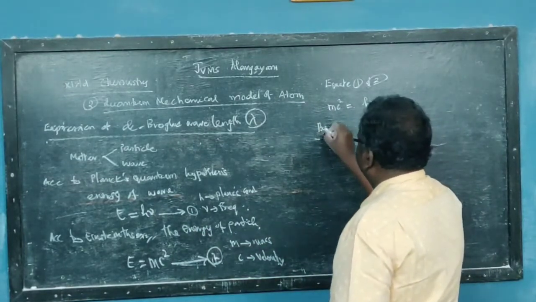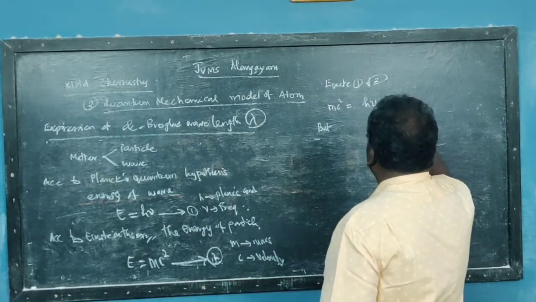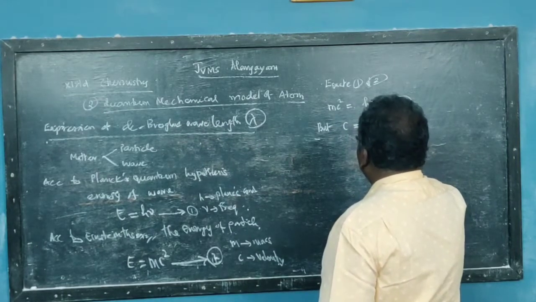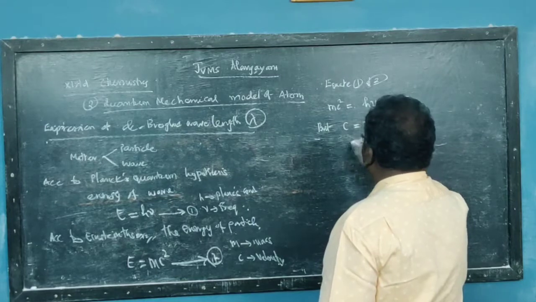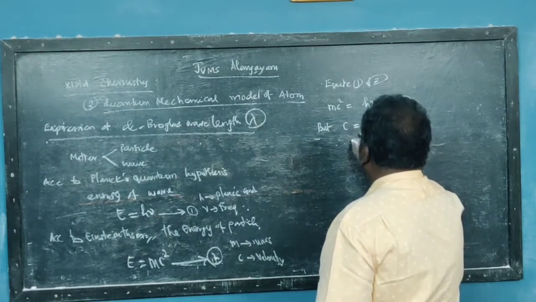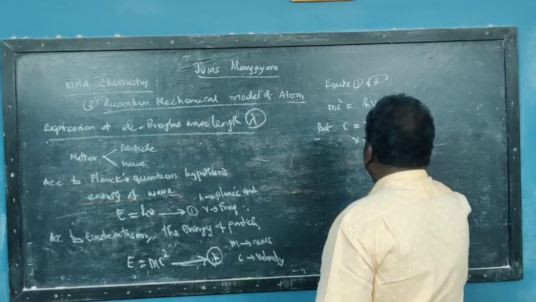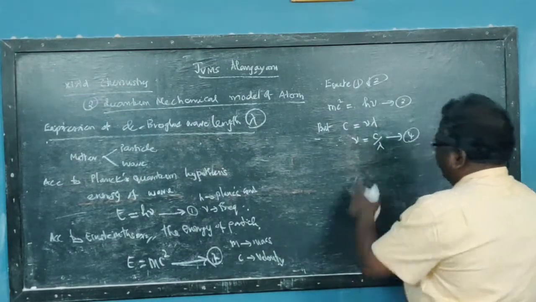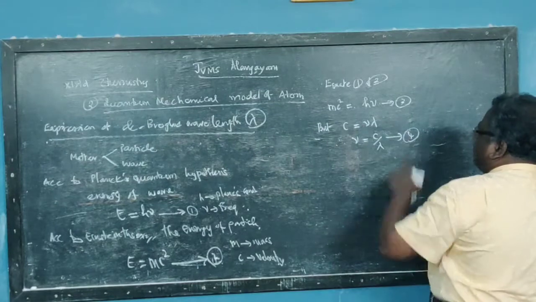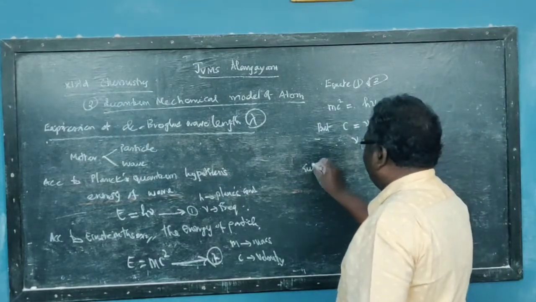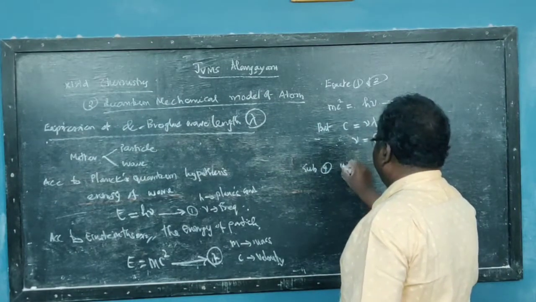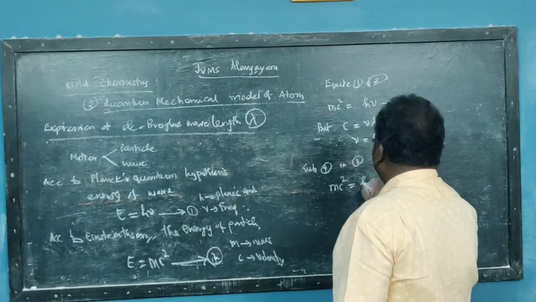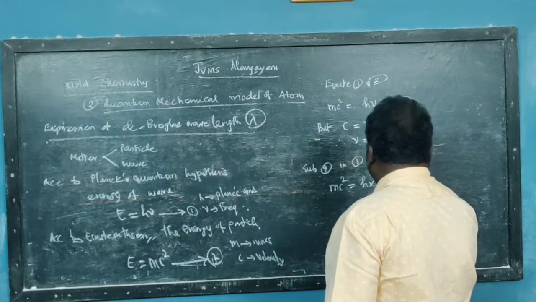But this is equation 3. But we know that c is equal to nu lambda. Therefore, nu is equal to c by lambda. This is equation 4. So we have found the value for nu. We have to substitute this here. Substitute 4 in 3. And it becomes mc square is equal to h into c by lambda.